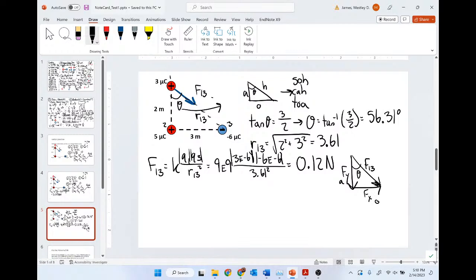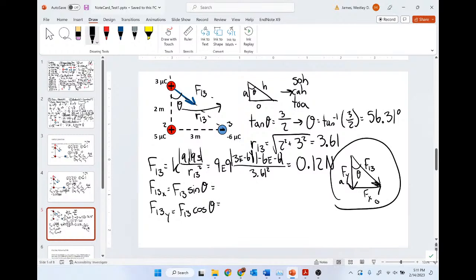It depends what side is touching your angle. Here my y side is touching my angle, so that's cosine. The x side is opposite it. So if I want the x component, it's going to be F13 times sine of theta. If I want the y component, it's going to be F13 times cosine of theta. If you don't know why, this triangle holds all the secrets. If I call this F13, that's Fy, that's Fx. That's just how it worked out in this problem.